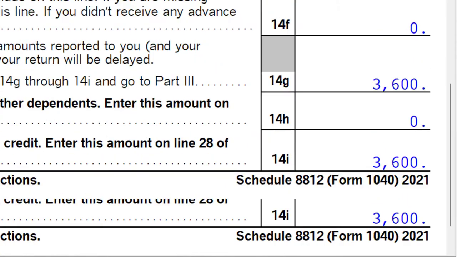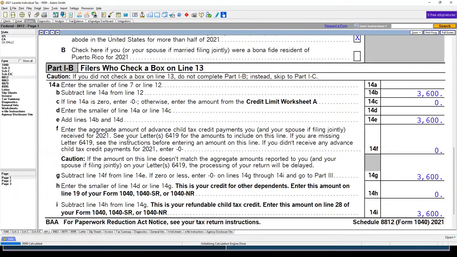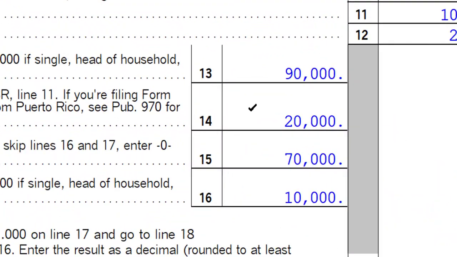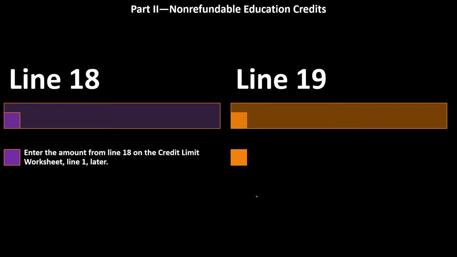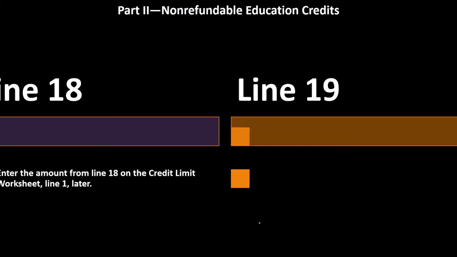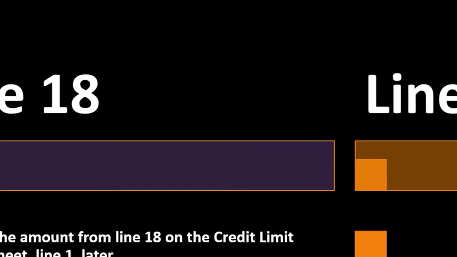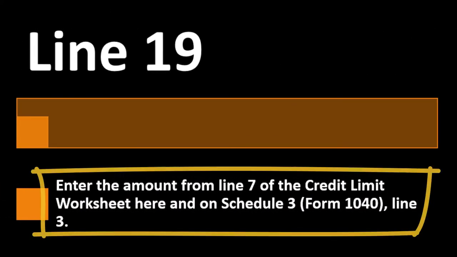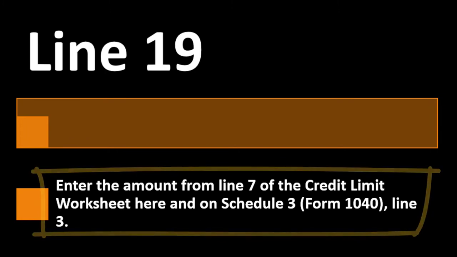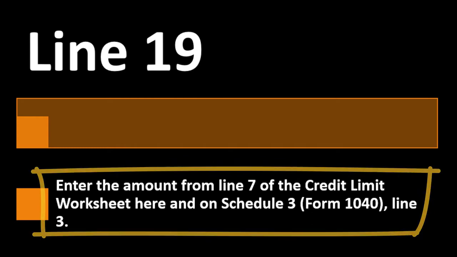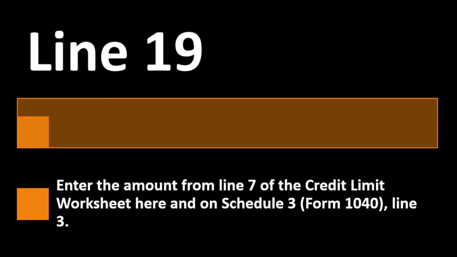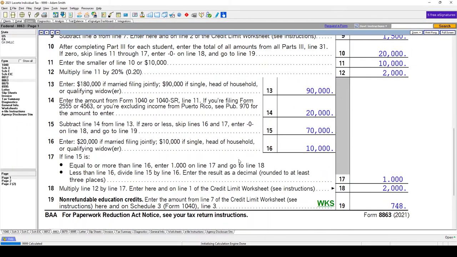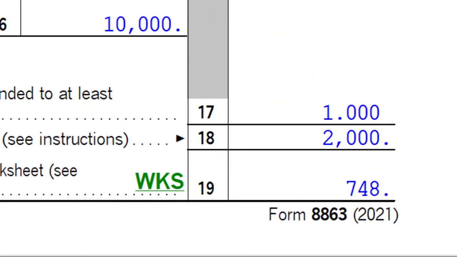So there is that item, and we're back down here, there we are, I was on the wrong form. Okay, so there we go. So then we got part two on non-refundable education credits continued, line 18. Enter the amount from line 18 on the credit limit worksheet, line one later, and then enter the amounts from line 7 on line 19 we're looking at. Enter the amounts from line 7 of the credit limit worksheet here on schedule 3, line 3. So the credit limit worksheet, these are line 18 and 19. So we're going to populate those down here, line 18 and 19.